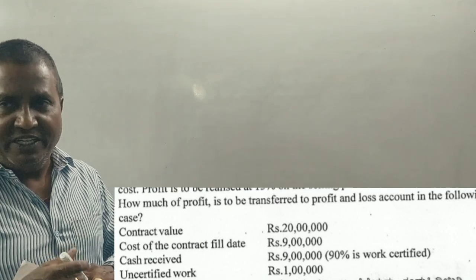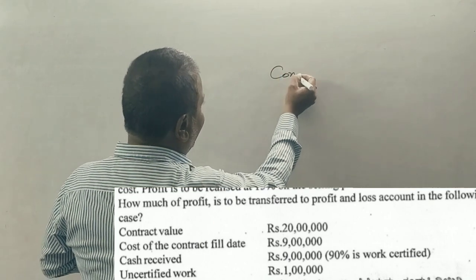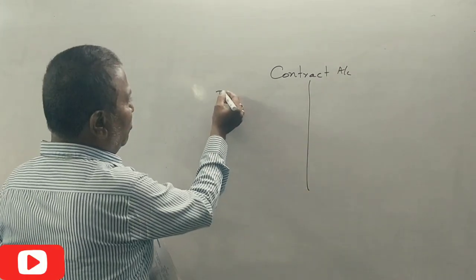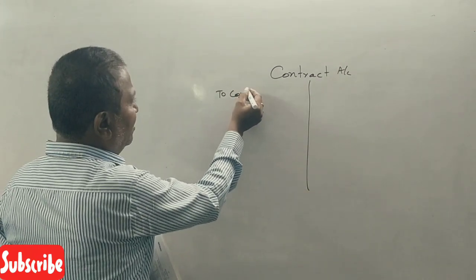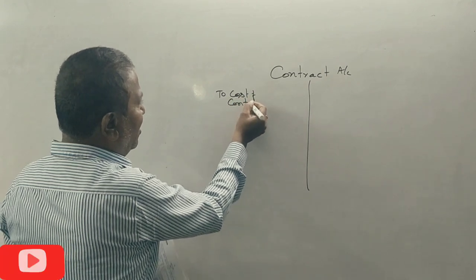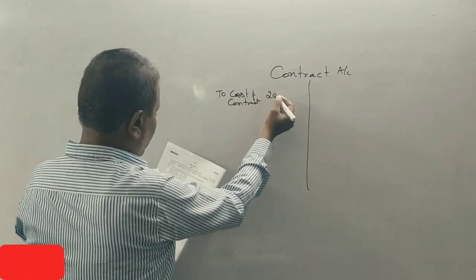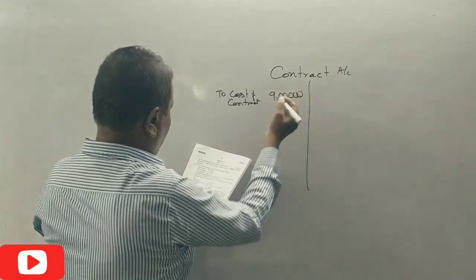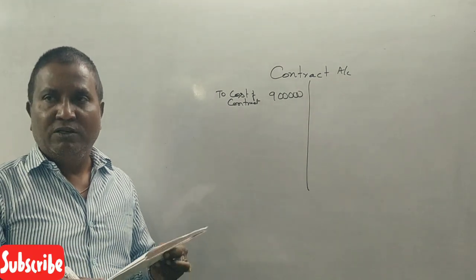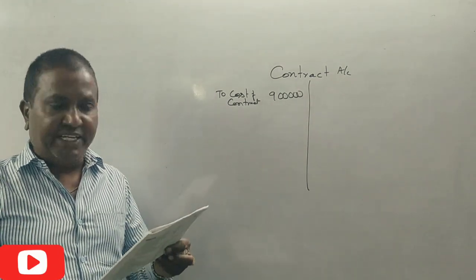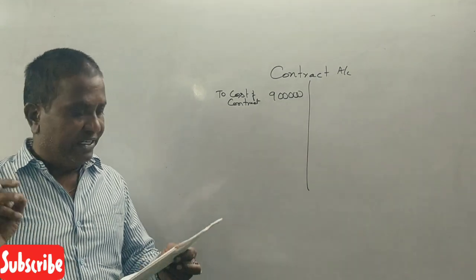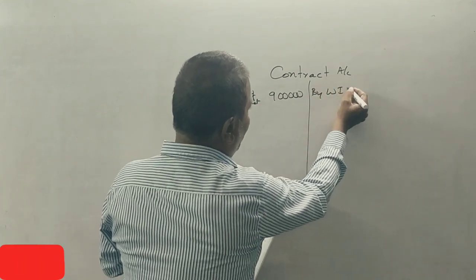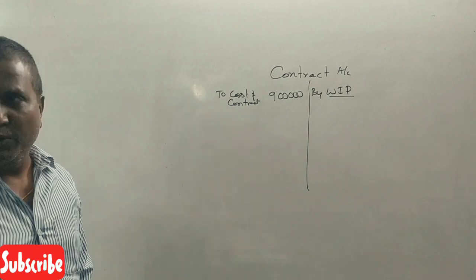Okay, please guys, look at here. I will solve this question in a fraction of seconds. First, we'll take contract account. See, what is the total cost of contract? 20 lakhs. Cost of contract, not 20 lakhs, 9 lakhs. Contract value I had said earlier. Cost of contract till date, how much do we have? 9 lakh rupees we have. Correct? And by work in progress. What is this? Work in progress.